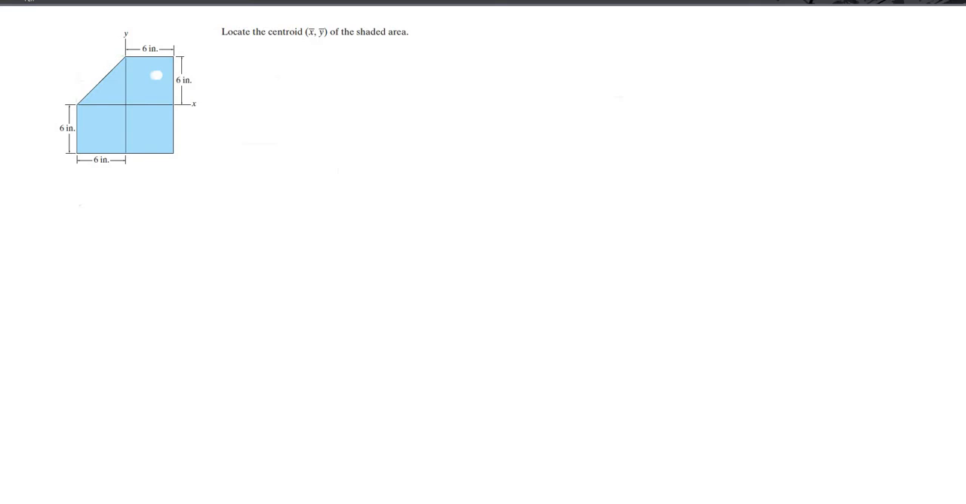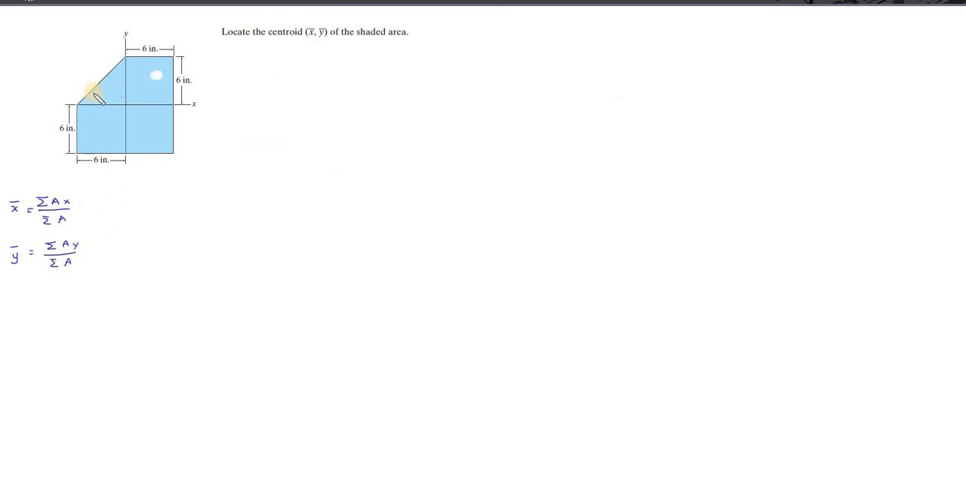So here we've got a problem where we need to locate the centroid of the shaded region of the object, and we know to find the centroid, from previous videos and from your book, that the summation of AX over the summation of A is our X bar. This A stands for area, and our X is the value of X to each composite section, which we'll discuss in just a second. And our Y bar is going to be the summation of AY over the summation of A.